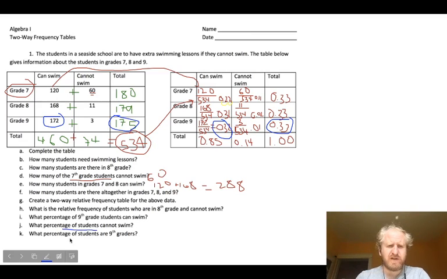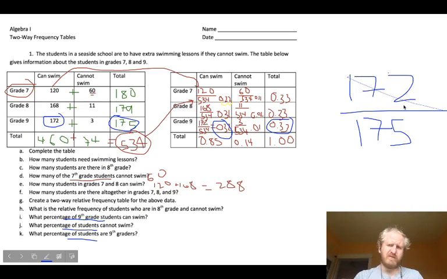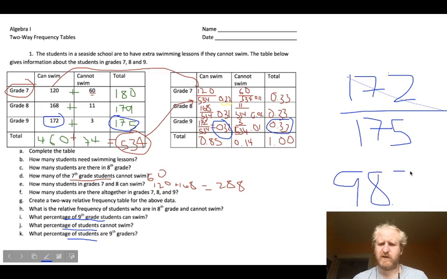So see how these are percentage of students? The total students is 534. That's why we divided by 534 in each one of these. Now, if it's asking what percentage of 9th graders, then we have to change the denominator. So there's 175 9th graders, right? We counted that up. And 172 can swim. So what's 172 divided by 175? Probably pretty close to 100%. 98.3%.